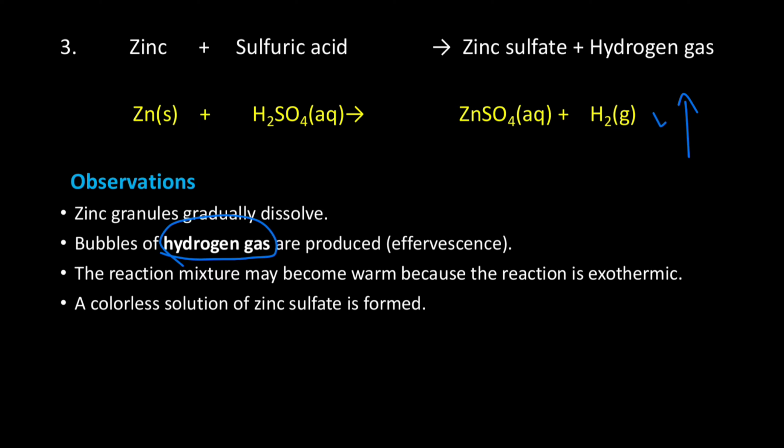The reaction mixture may become warm because the reaction is exothermic. I explained it before: when heat is produced during a chemical reaction, the reaction is called an exothermic reaction. In this reaction, the mixture becomes warm because it is exothermic. And a colorless solution of zinc sulfate is formed, right? So this is the reaction. Zinc, when mixed with sulfuric acid, gives you zinc sulfate plus hydrogen gas is released.